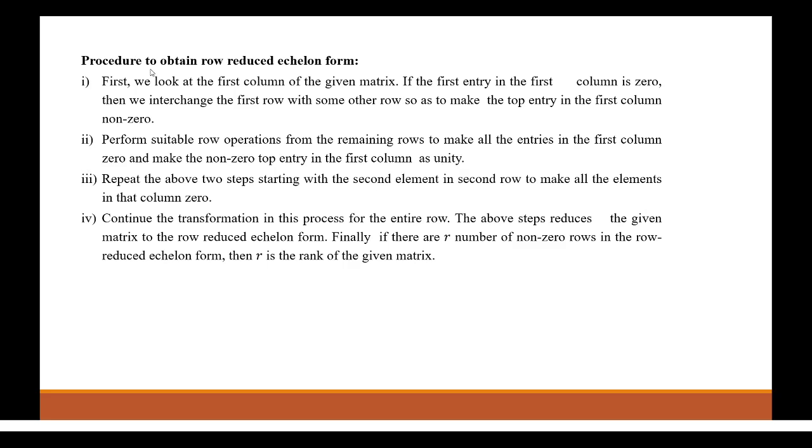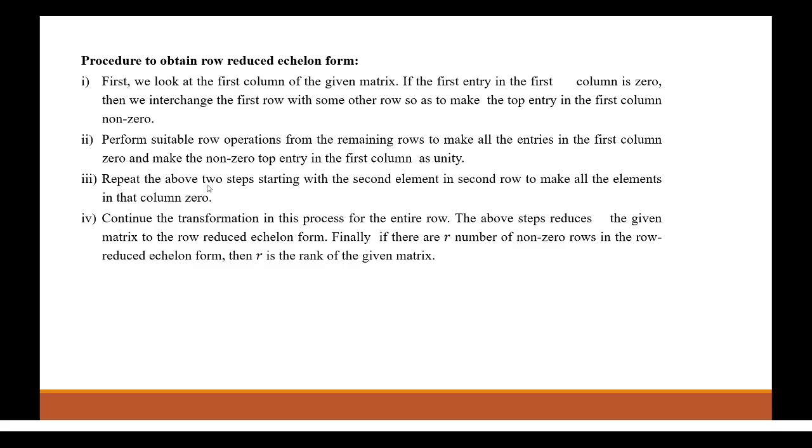Okay, next, the procedure to obtain row reduced echelon form. First we look at the first column of the given matrix. If the first entry in the first column is 0, then we interchange the first row with some other row so as to make the top entry in the first column non-zero. Next step, perform suitable row operations on the remaining rows to make all the entries in the first column 0, and make the non-zero top entry in the first column unity.